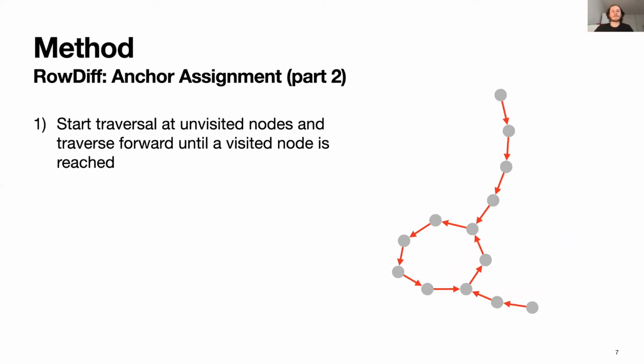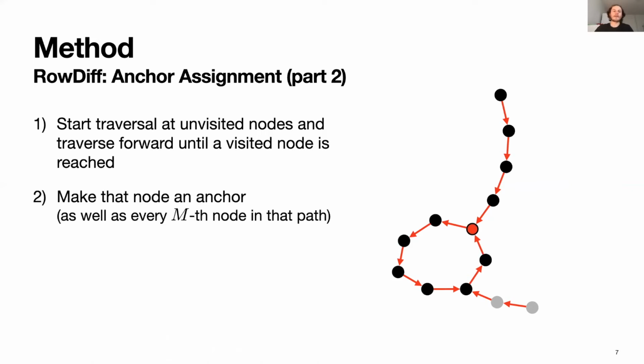To cover all paths that end with a cycle, we start the traversal at unvisited nodes and traverse forward until we reach a visited node. We make this node a new anchor. We also make anchor every mth node in that path. Then we repeat this process until every node in the graph is visited.